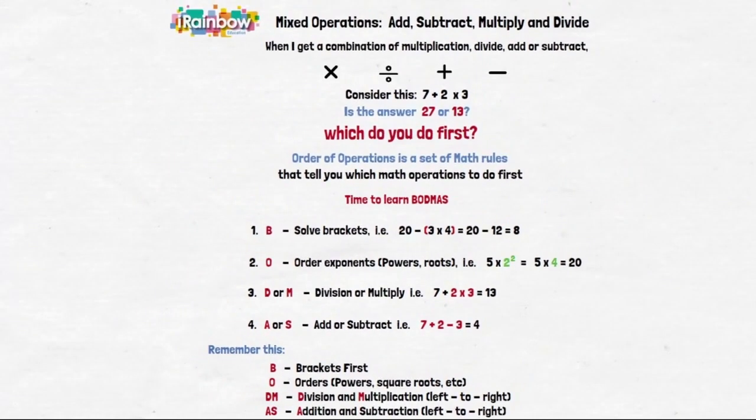Therefore, in the equation 7 plus 2 times 3, we firstly multiply. So 2 times 3 equals 6, and then we add the 7. So our answer is 13.